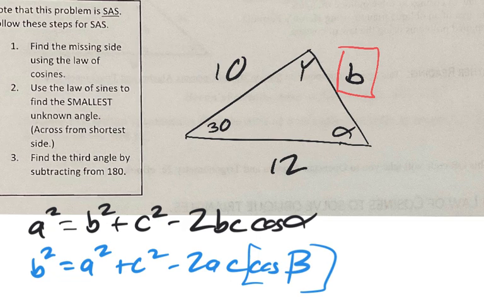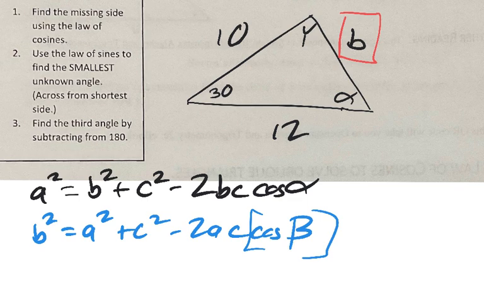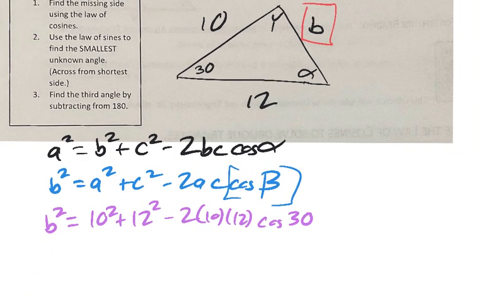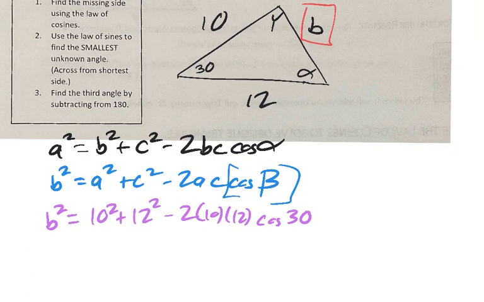Alright, so let's plug into the formula. So I'll use the bottom one here. What's my B value? I don't know, that's what I'm looking for. What's my A value? 10. What's my C value? 12. Cosine of what's beta? 30. And now is B isolated? Yes. Well, it's squared. So how can I get rid of the squared?